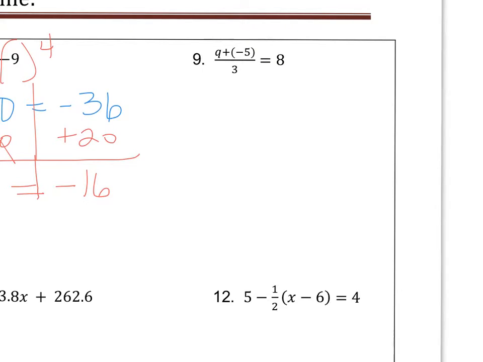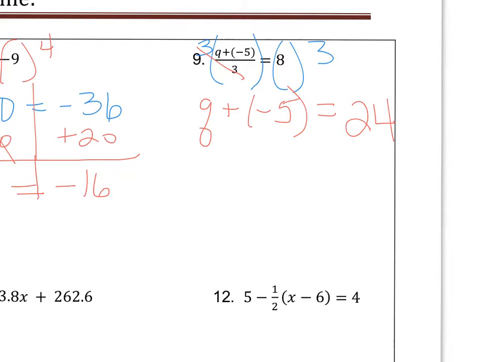Okay, for number 9, we're going to follow the exact same process. We have a fraction. That 3 is being divided by the entire left-hand side of the equation. So we need to get rid of that 3 so we can do things with our equation. So we're just going to multiply the whole entire term times 3 on both sides. So our 3's cancel out on the left side, leaving me with q plus negative 5 equals, and then 8 times 3 on the other side is 24. Okay, now it looks very similar to number 7, so pause your video, make sure that you can get the correct answer, and then check back.